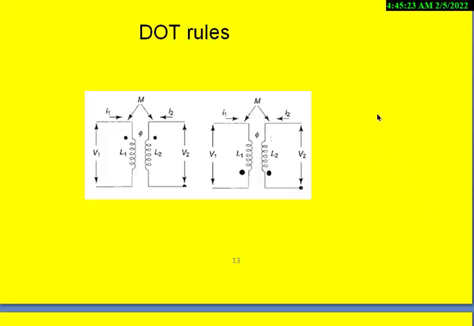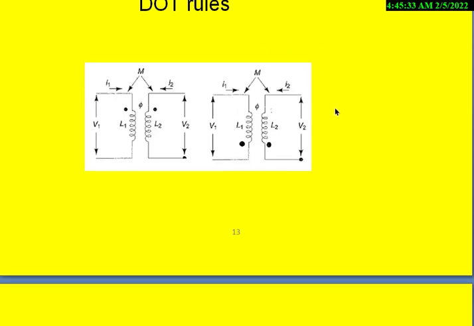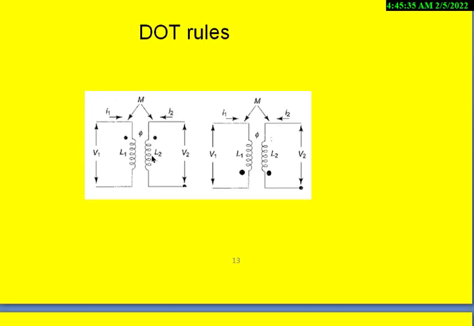Hello friends, today I will discuss the numerical problems on the dot rules. Before I discuss the numerical problems, let me consider the dot rules. There are two coupling coils. This is one set, this is another set.